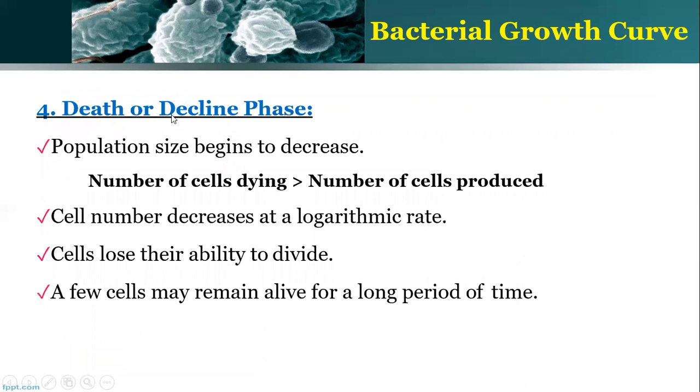And the death phase or decline phase. Here, the population size begins to decrease. And here the number of cells dying is more than the number of cells produced. This is quite opposite to that of log phase. And the cell number decreases at a logarithmic rate, and cells lose their ability to divide and a few cells may remain alive for a long period of time.